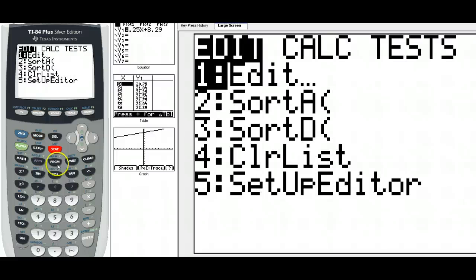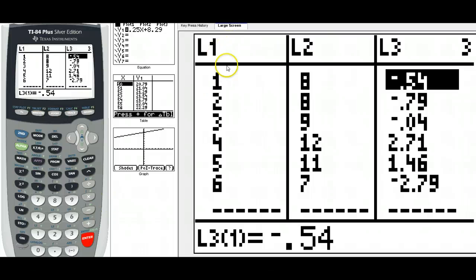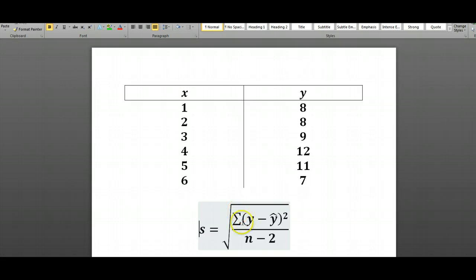So first things first, we want to go into our list, where we have all our data entered. Again, L1 represents my X values, L2 represents my Y values, and L3 represents the residuals for this given data set. Now we want to first calculate the numerator of this equation. All we're trying to calculate is the sigma of the quantity y minus y hat, quantity squared. That is each residual squared, and then I add them all up. That's what that numerator means. So that's what we're going to calculate first.